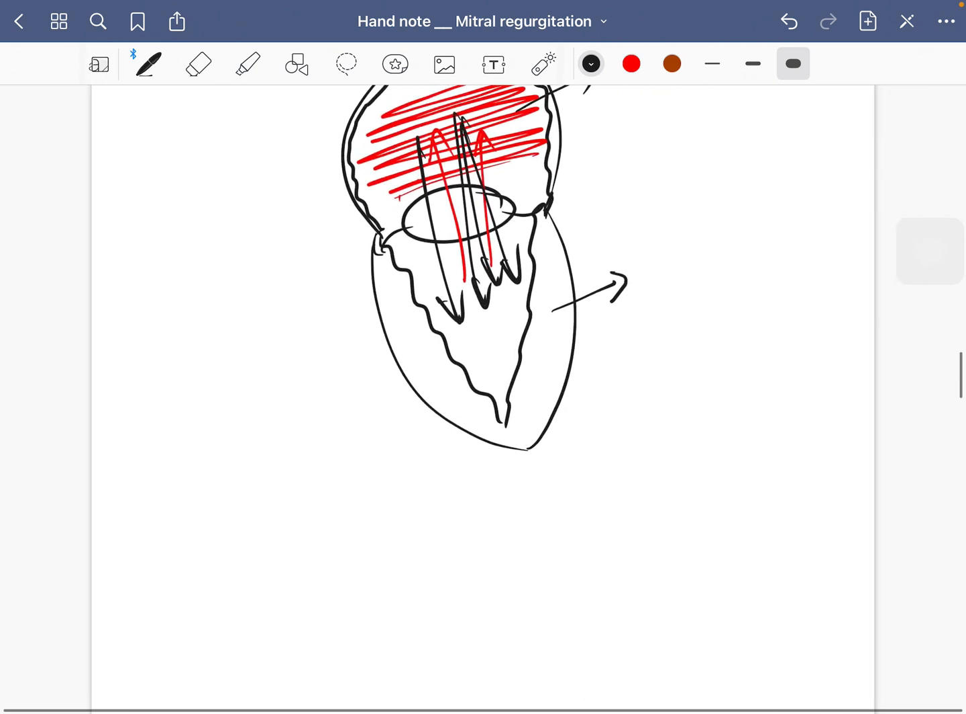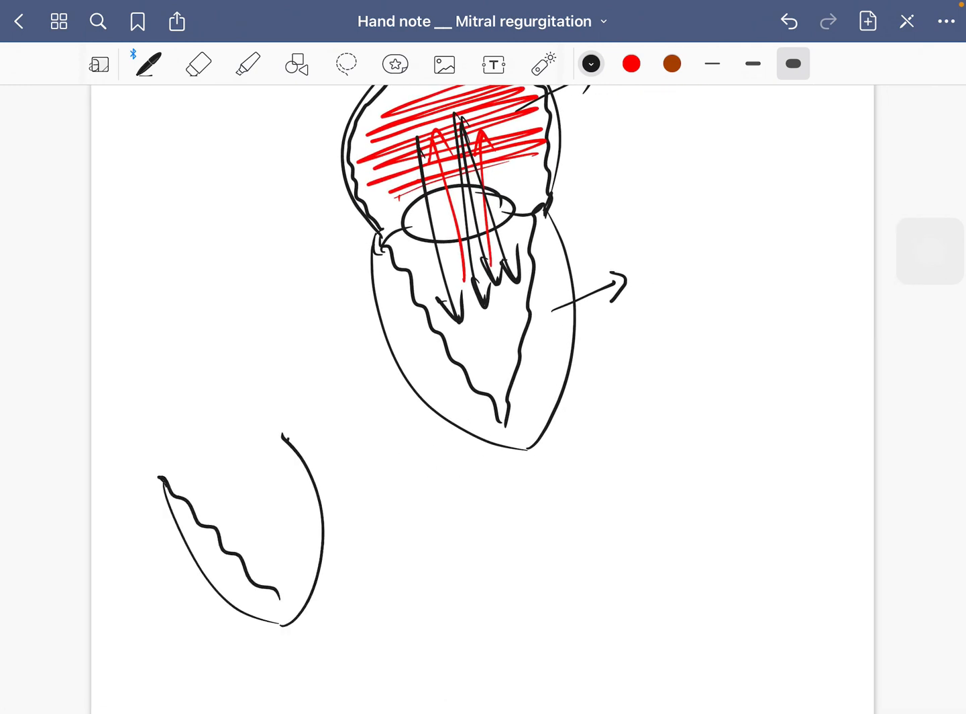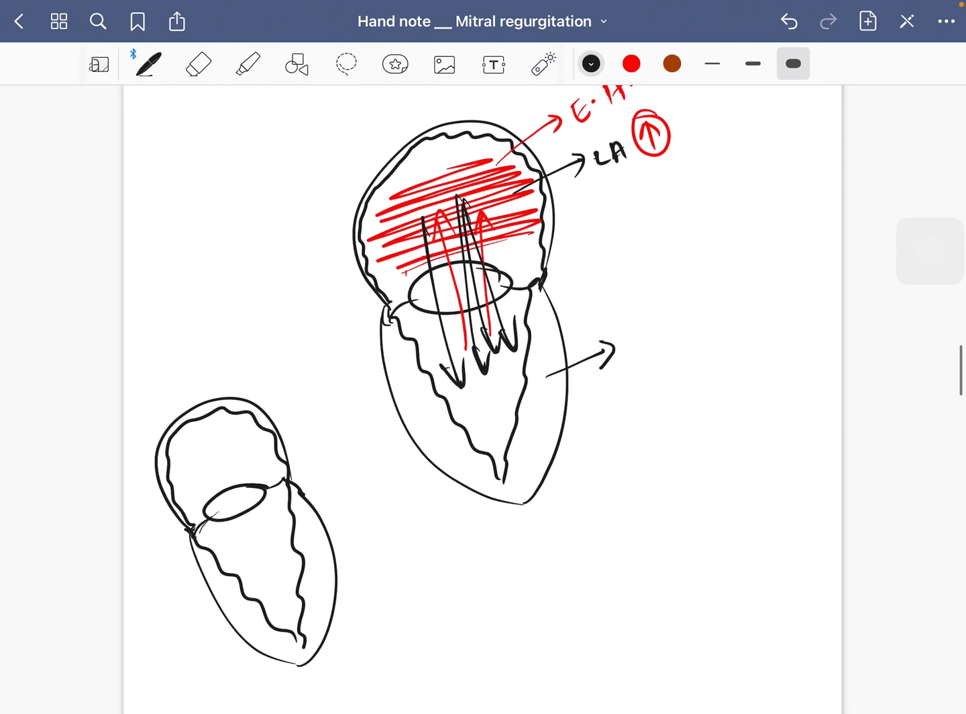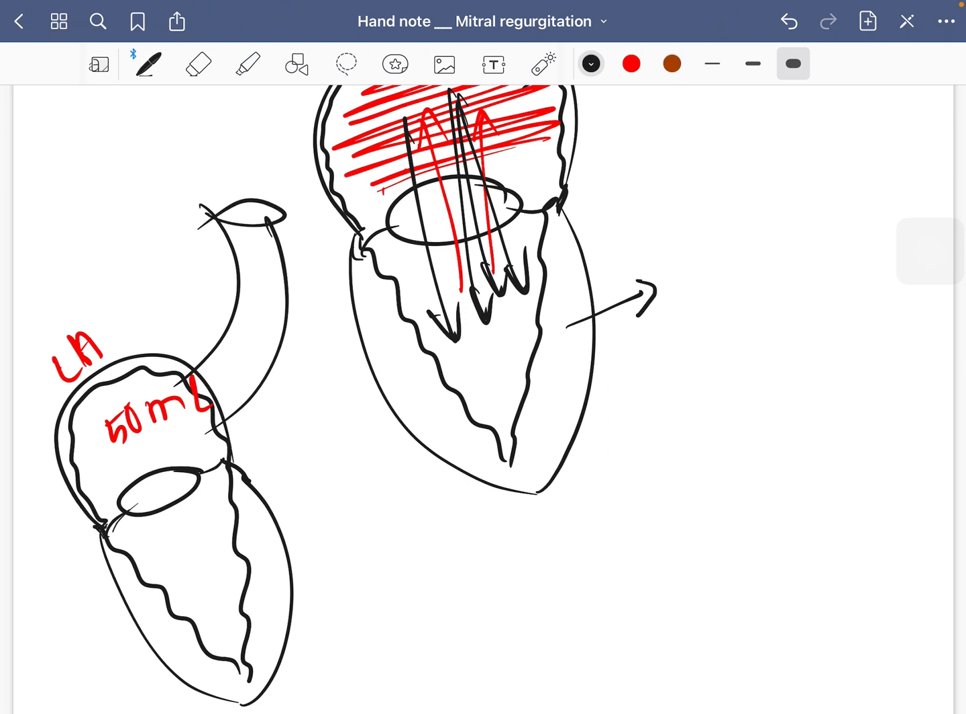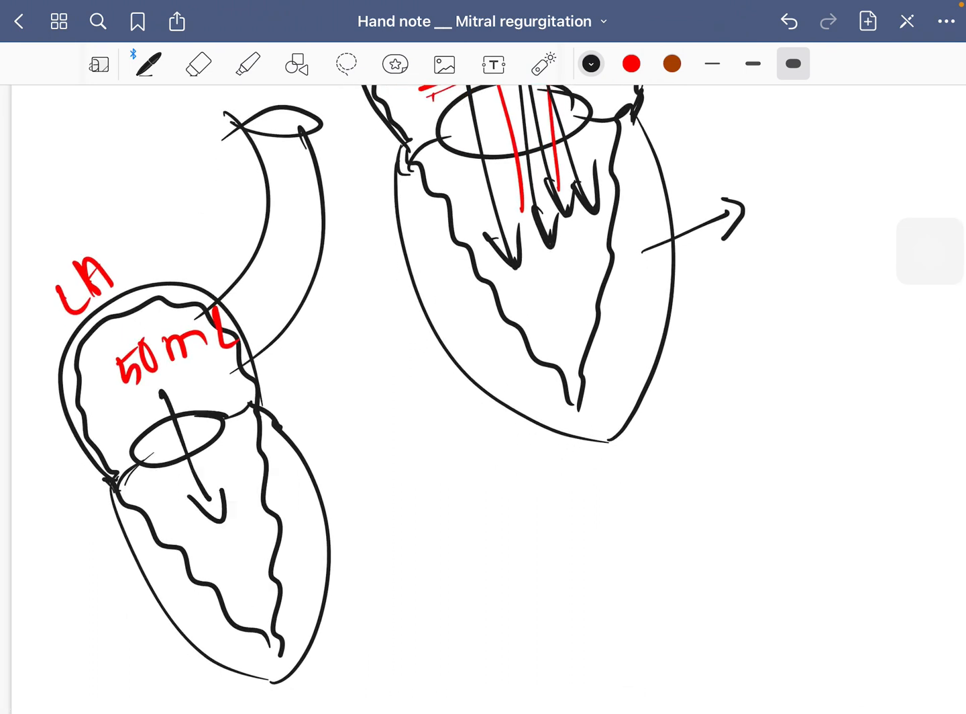So normally, we will compare these two diagrams. Normally 50 ml of blood is received by the left atrium from the pulmonary circulation, and during the diastole phase, this 50 ml of blood will enter from the left atrium to the left ventricle.